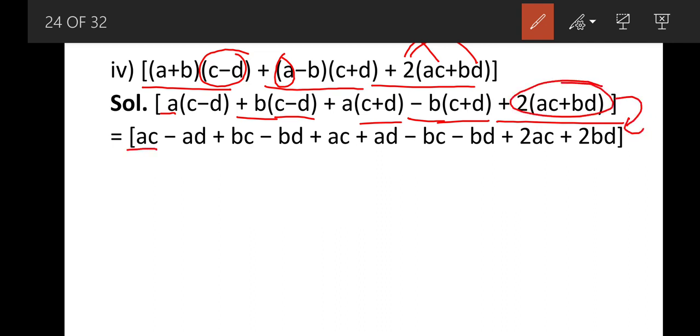So it will be AC. A will be multiplied by C, and A will be multiplied to D also. It will be minus AD plus BC minus BD. These two will be multiplied, plus again the first term, that is the term written outside the bracket, is to be multiplied by every term present inside the bracket. This we have seen in every question till exercise 9.4. So it will be AC plus AD minus BC minus BD. Every term will be multiplied, plus 2AC plus 2BD.